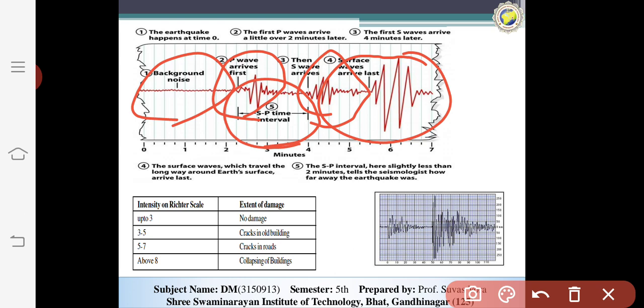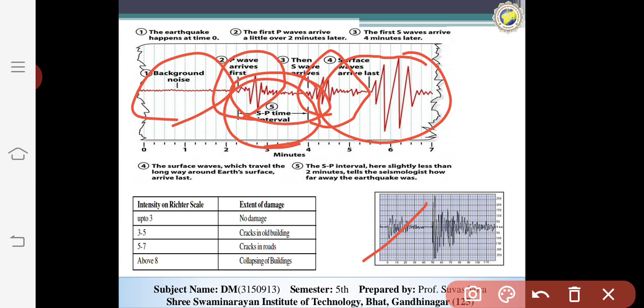And the fifth one is the SP time interval, the most important piece of information that can be collected from the seismograph. The interval will tell us how far away the earthquake is. For example, you can see in the graph that the SP interval is 1 minute and 45 seconds. So we can easily understand the calculations of the earthquake.